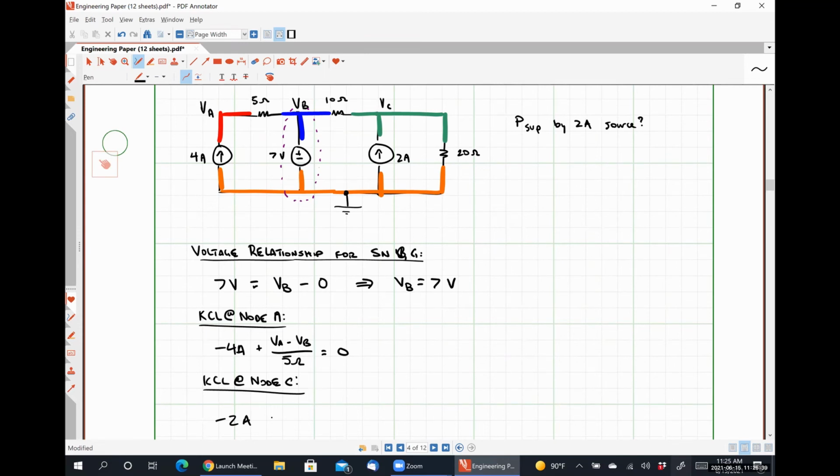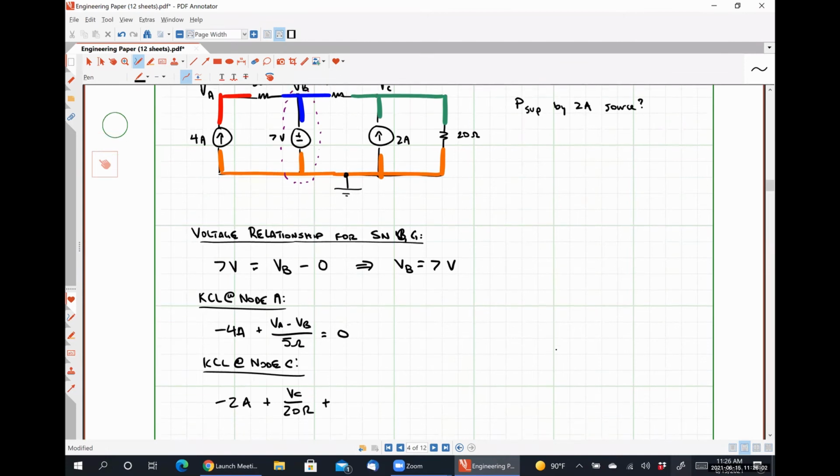VC over 20 ohms is also correct, because it's the current flowing down through the 20 ohm resistor. It starts at node C, which is where we get the VC from. It ends at ground, which is zero. So VC minus zero is just VC divided by the resistor value. So you've got one last part to knock this out of the park.